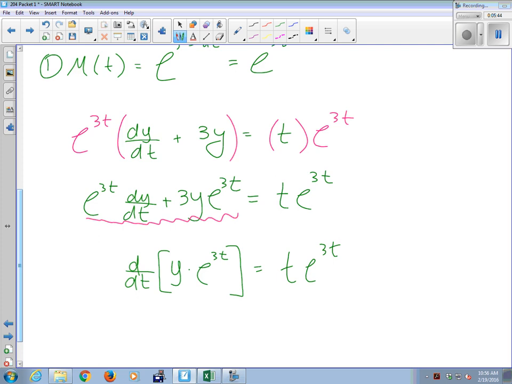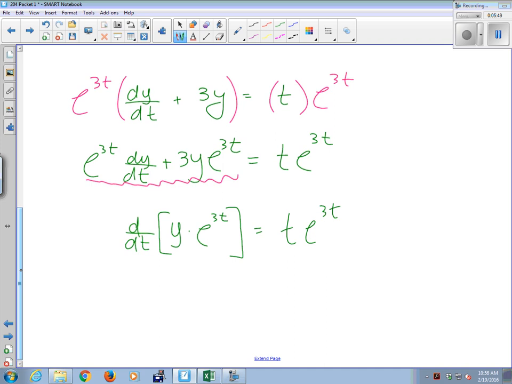Next step is just to integrate both sides. So the fact that I have the product rule on the left makes the left side easy. Okay, so I'm just going to integrate, integrate. Now the integral of a derivative is just the thing. They undo each other, right? So this becomes y times e to the 3t.